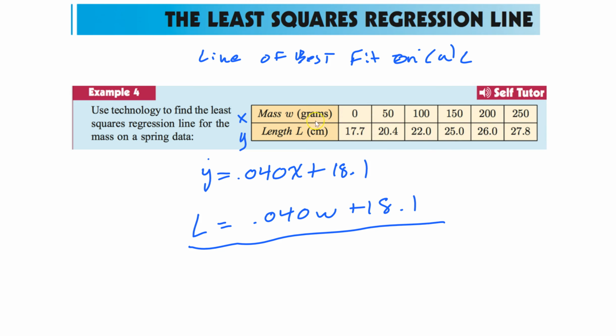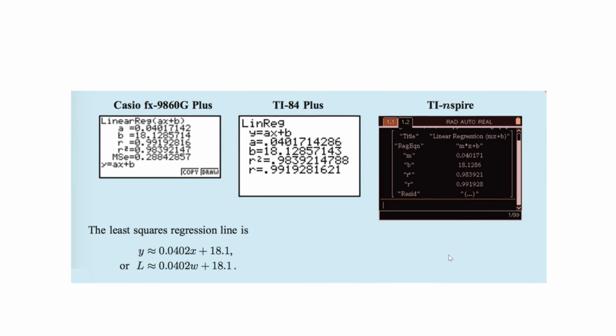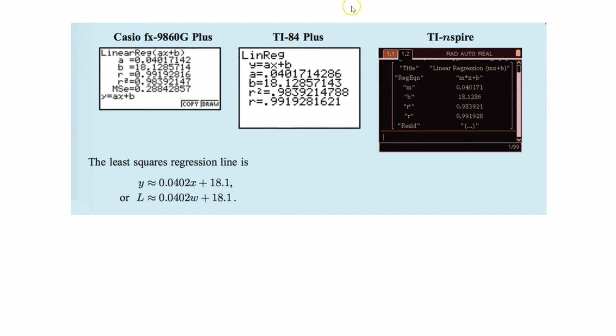I could plug in a weight of a sternogram and figure out how long it's going to be. I could plug in the length and figure out the weight. Right? All that good stuff. I could figure the correlation, which in this case was 0.99, so very strong positive. I've been doing it on the TI-84CX. It's done the exact same on the TI-84.